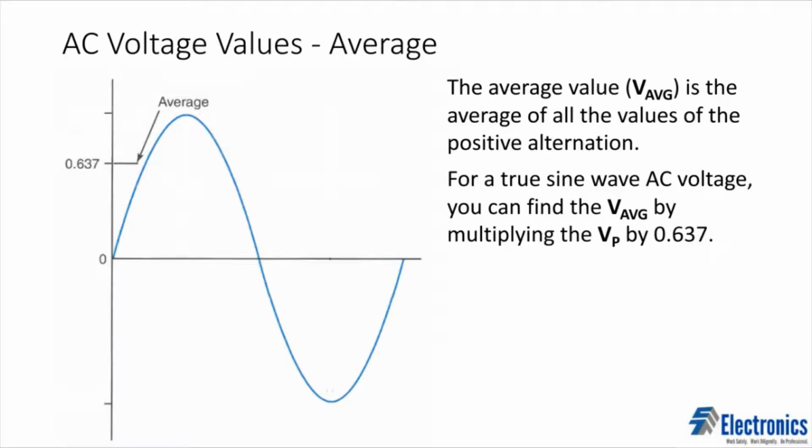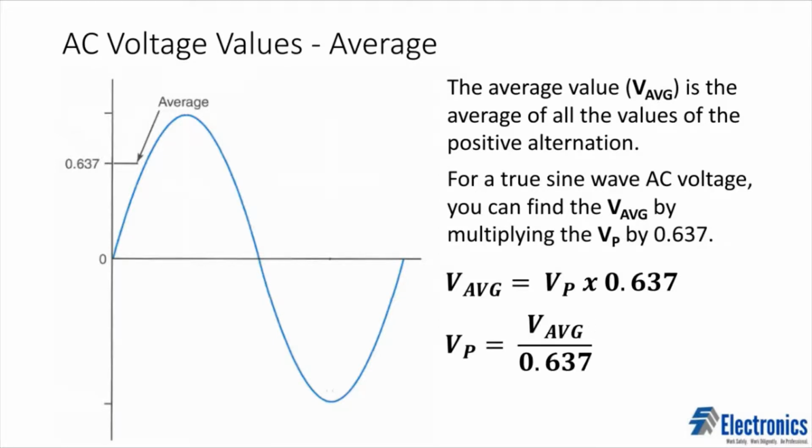Again, that amount has been predetermined based on a calculus formula, but you don't need to worry about that. All you need to know is that 0.637 is what you're going to be multiplying your peak voltage by to figure out the average. Don't worry about how we came up with that number. It's not a random number I pulled out of the air. That is the right number. So you're going to multiply your peak voltage by 0.637. So there's the formula for that. And then inversely, your peak voltage is the average voltage divided by 0.637.